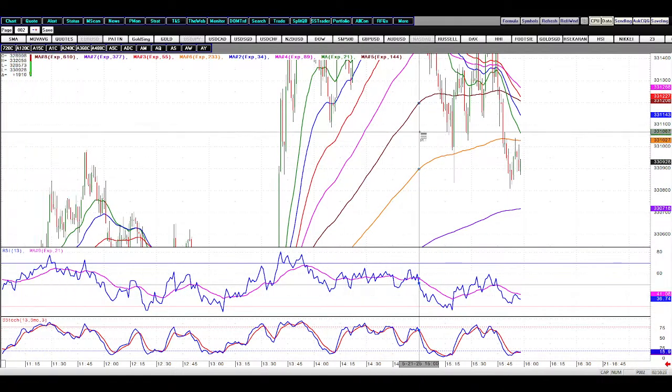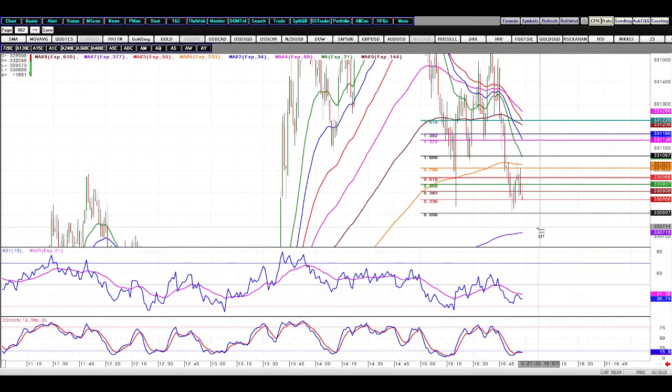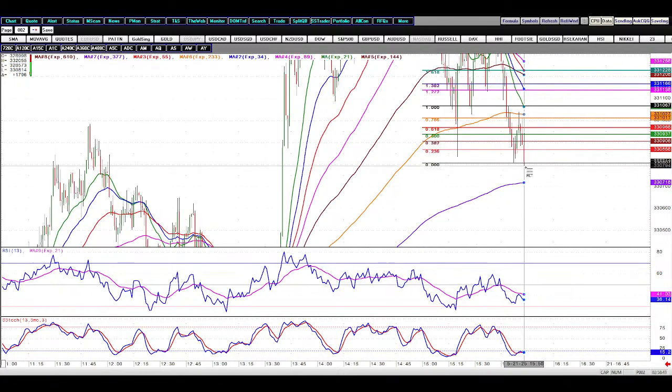For weakness to be seen or to continue, we should not see the price going above 12 half. Right now I think we are still seeing the weakness. I think it's trying to break the low. We still have 2 more minutes. We'll see whether this weakness is continuing as expected.